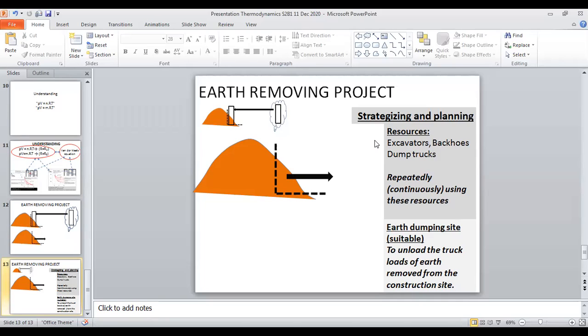So you have to plan the optimal resources, even dump trucks. You have to match with the excavators and the backhoes. You need to match all the resources. So matching is important, resources matching.